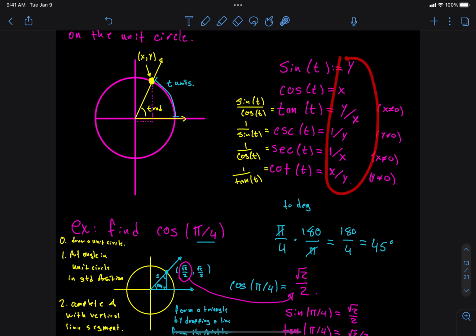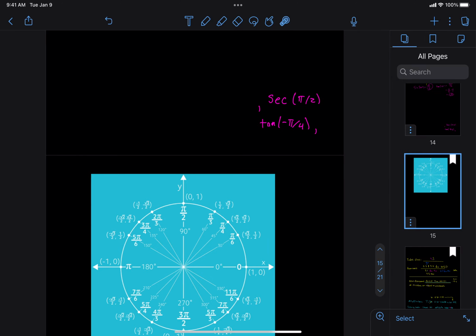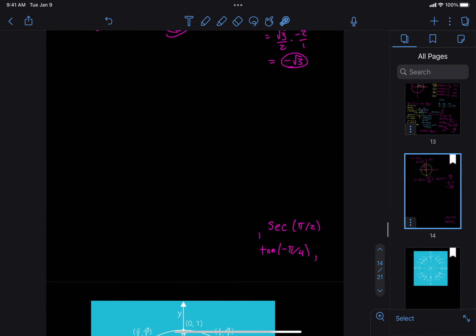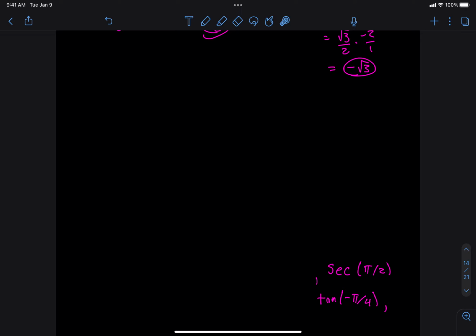All right, let's do one more example. One more example before I move on. I'm going to combine these two. Let's do secant of negative pi over 4.